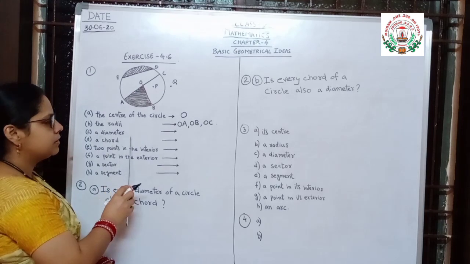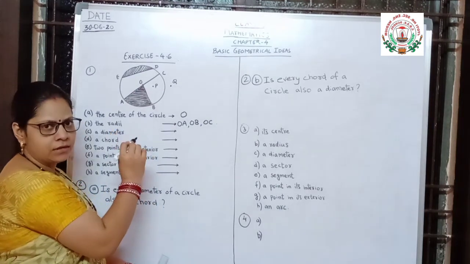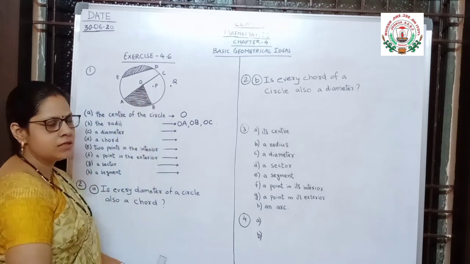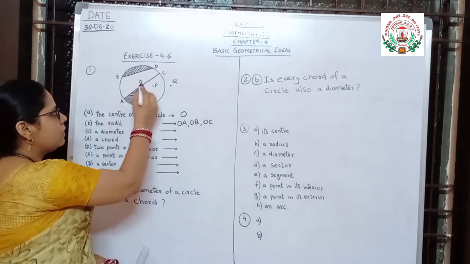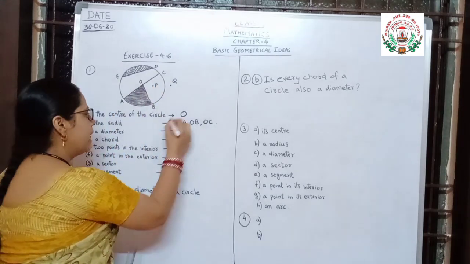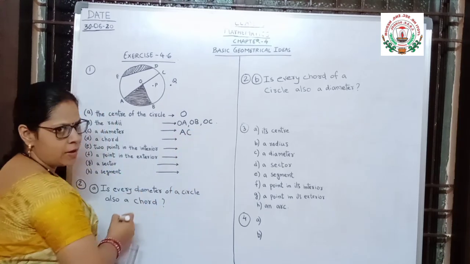Now a diameter. Diameter is what? Passing through the center and touching 2 points on the circle. 2 points on the circle passing through the center. That is AOC. So that is directly AC we will write down here. AC. This is the diameter.